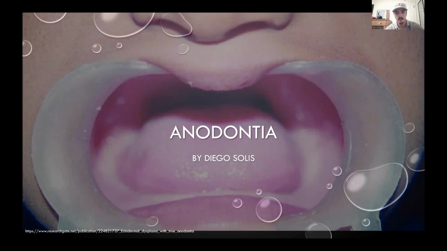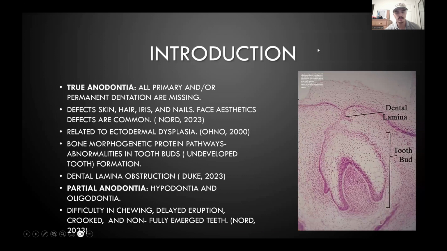Today I'll be talking about anodontia. There are actually two main types of anodontia, like shown here in the first picture. That is true anodontia, which is all teeth missing. It could be the primary teeth, the permanent teeth, or both. True anodontia happens due to many factors, and I will talk about the symptoms in a bit.